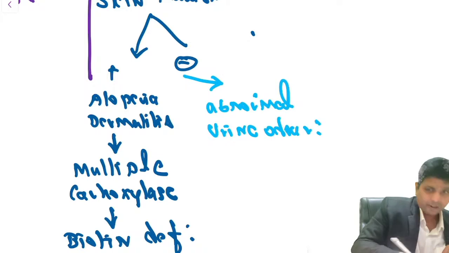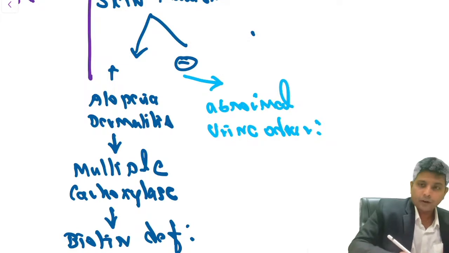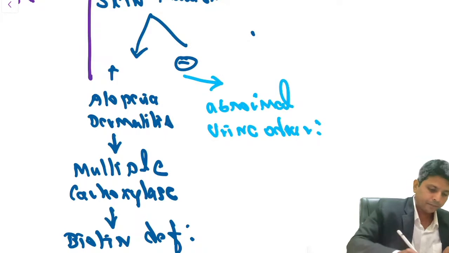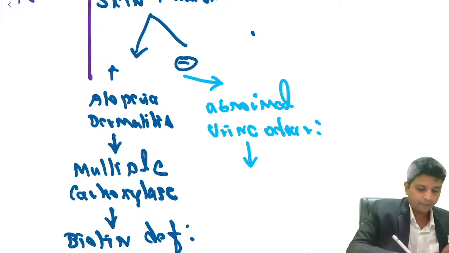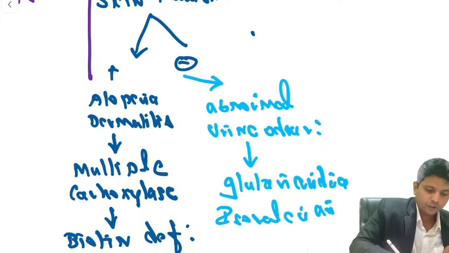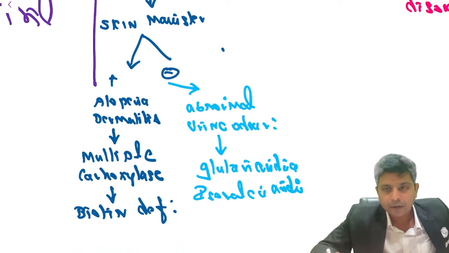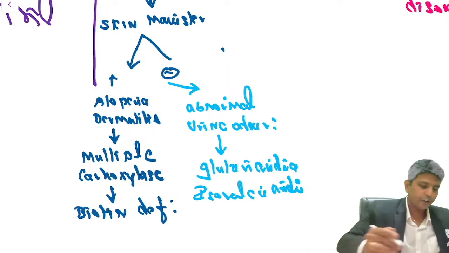Just four days back we discussed different types of abnormal urinary odor. So when you have an abnormal urinary odor, then it can be glutaric aciduria, or it can be isovaleric aciduria. Both are characterized by sweaty feet odor. So either you search for a skin manifestation or you search for an abnormal urine odor.